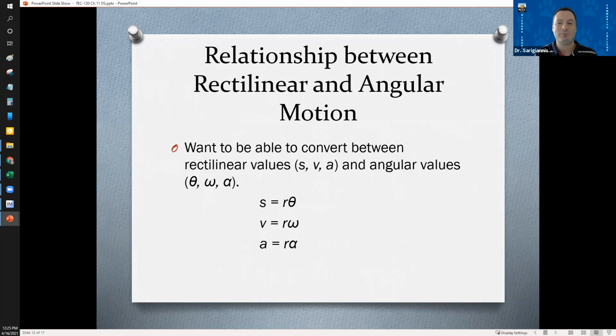This is just converting. If you want to convert between rectilinear values and angular values, these are the equations you use. So for example, the distance s, right? It's just r times theta.